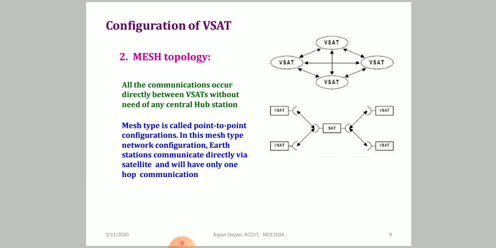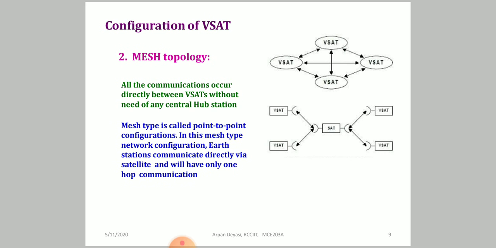If I go to the mesh topology, then please think the VSATs can directly communicate between themselves. There is no requirement of the hub, so your manufacturing cost will be reduced. If you remove the hub from the VSAT network, then VSATs can directly communicate between themselves, and that is called mesh. So central hub is not required, and this is called point-to-point configuration. In this configuration, earth stations can communicate directly via satellite and will have only one hub communication.